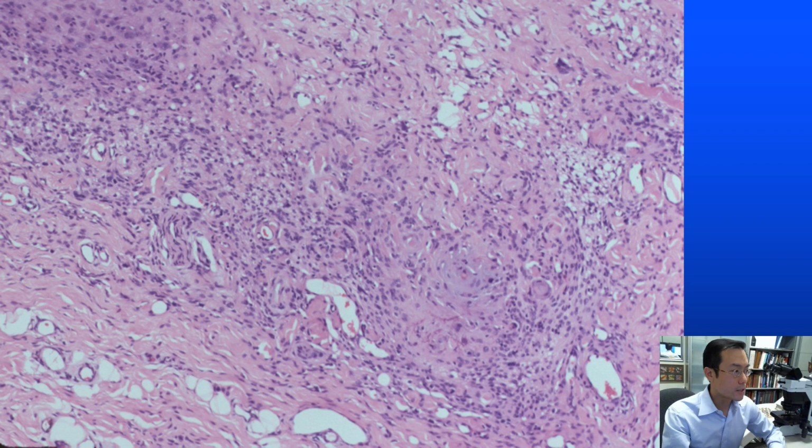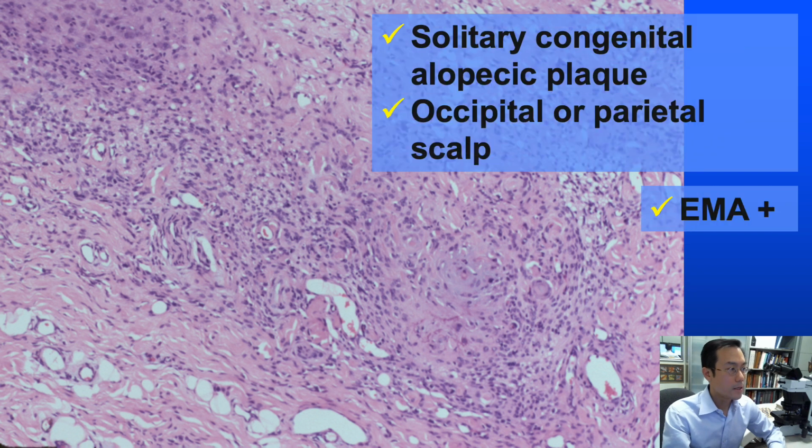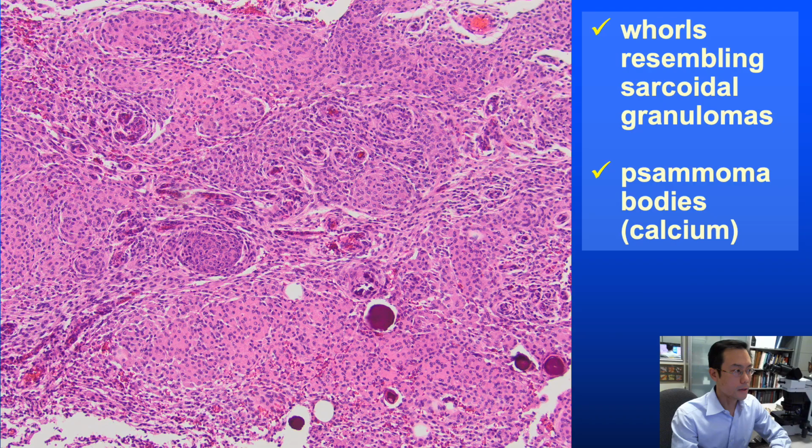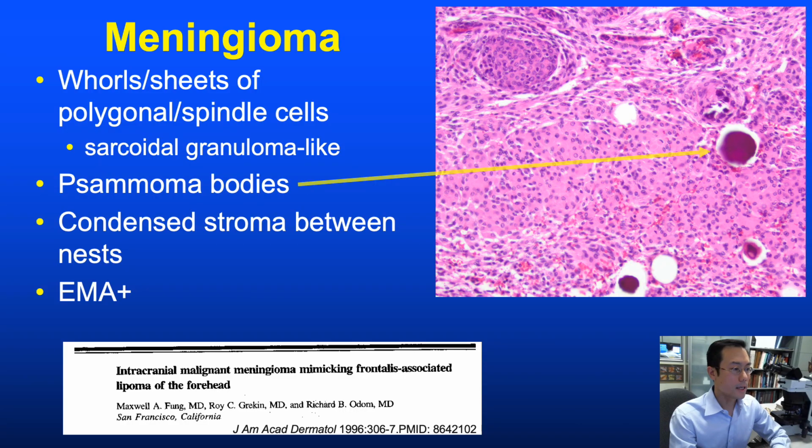Bland mononuclear cells with eosinophilic cytoplasm exhibiting a diffuse and vaguely whorled pattern of growth. EMA positive. Sometimes the meningeal cells will form more discrete whorled aggregates resembling sarcoidal granulomas, and calcified bodies, psammoma bodies, may form. These same characteristics are diagnostic of cutaneous meningioma when occurring at other sites and other clinical settings.